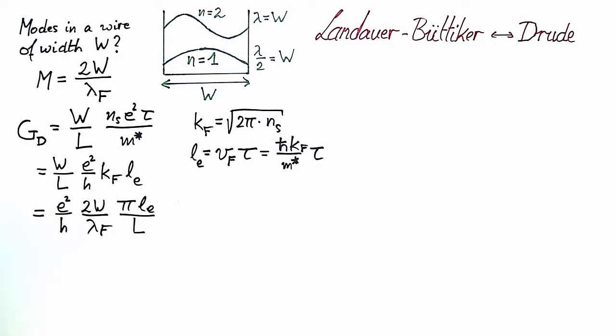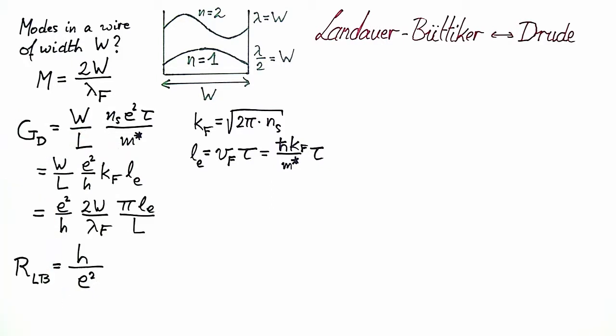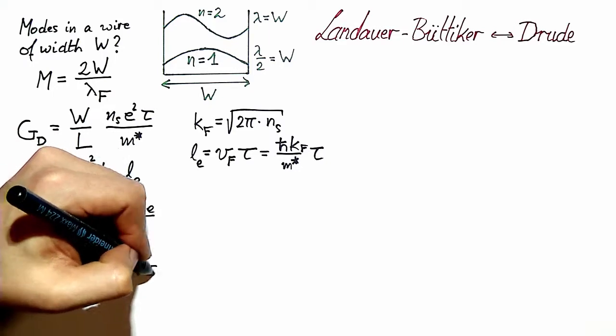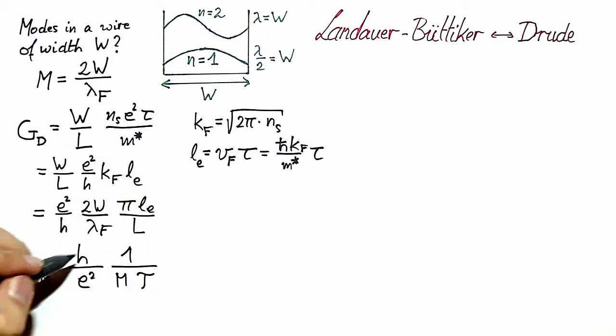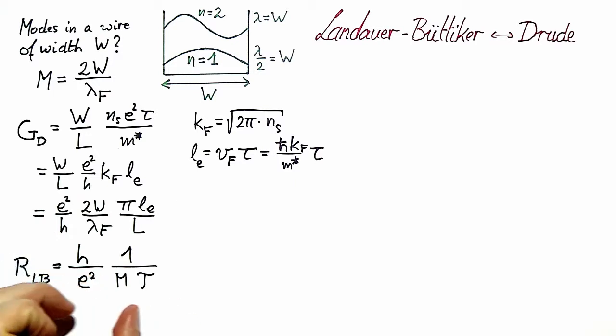And to get the correct correspondence to the concept of transmission within the Landauer-Büttiker approach, we have to remember that within this Landauer-Büttiker formula, if we write it in terms of resistance, the result is now the inverse conductance quantum times 1 over number of modes times transmission. And this resistance here is the resistance of the system consisting of a quantum conductor and two contacts.